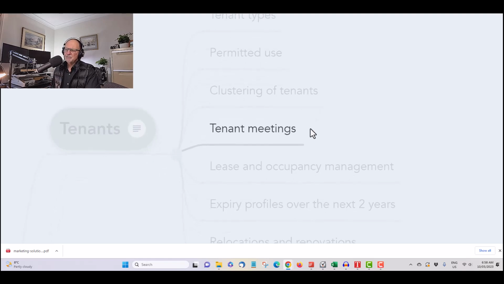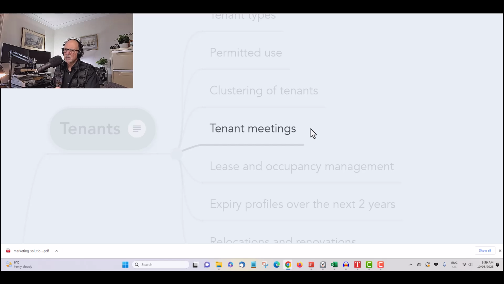Tenant meetings. As part of the analysis of a shopping centre, where possible, I would meet with the tenants because I want to know what's going on with their activities in the shopping centre. Do they want to expand, trade, relocate, or evacuate?